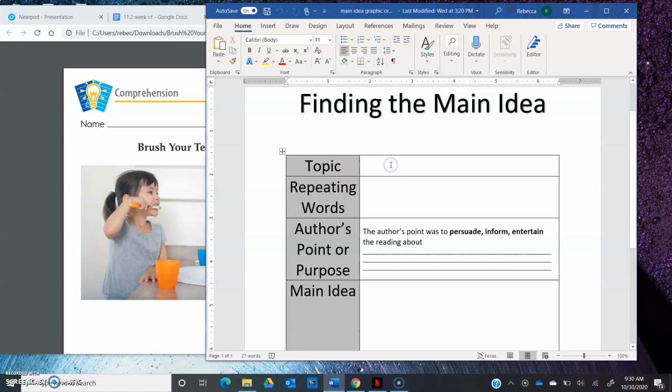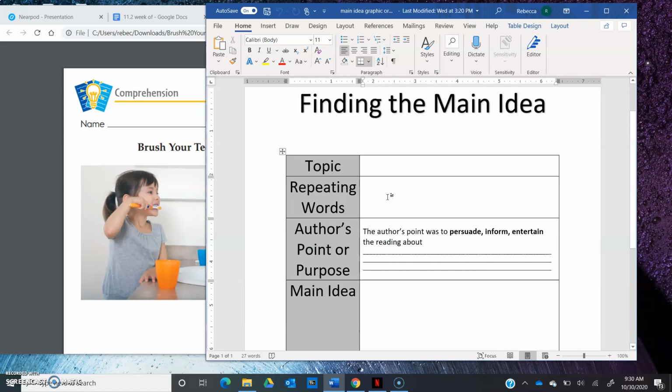It asks us to identify the topic. Well, you learned what topics were when we learned about theme. That's one or two words that describe what the text is talking about. You can usually find the topic in the title.